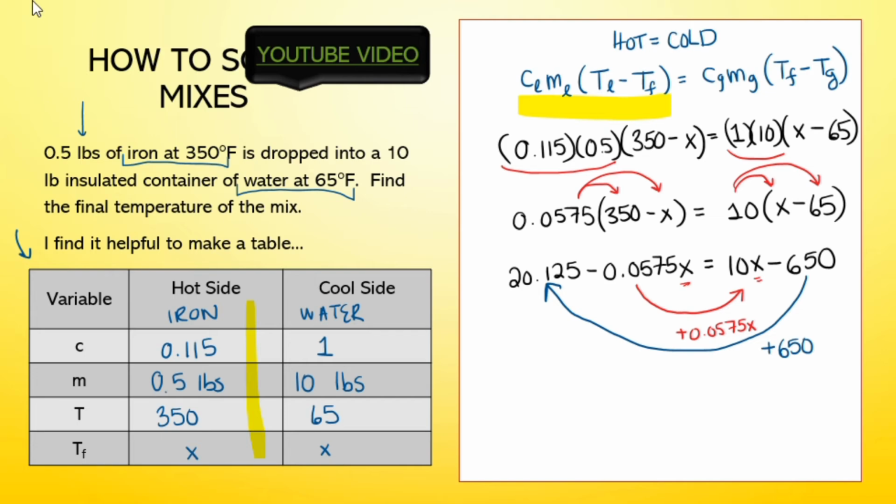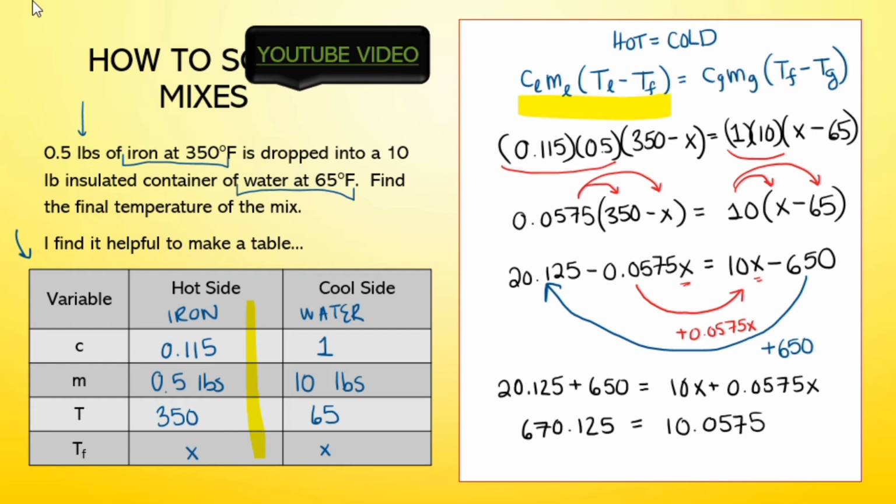Okay, so let's clean that up. So I had 20.125. I didn't move that, but now I've moved 650 to the left side where it's going to be added instead of subtracted. And on the right side, 10x didn't move, but now I'm adding in this decimal. I can do this math. 20 and change plus that 650 will give me 670.125, and 10x plus 0.0575 is going to give me 10.0575x.